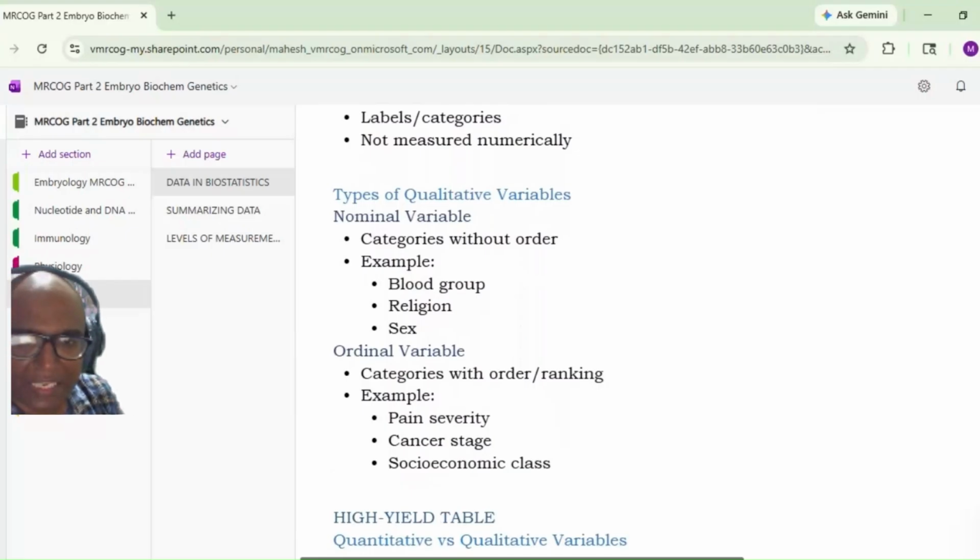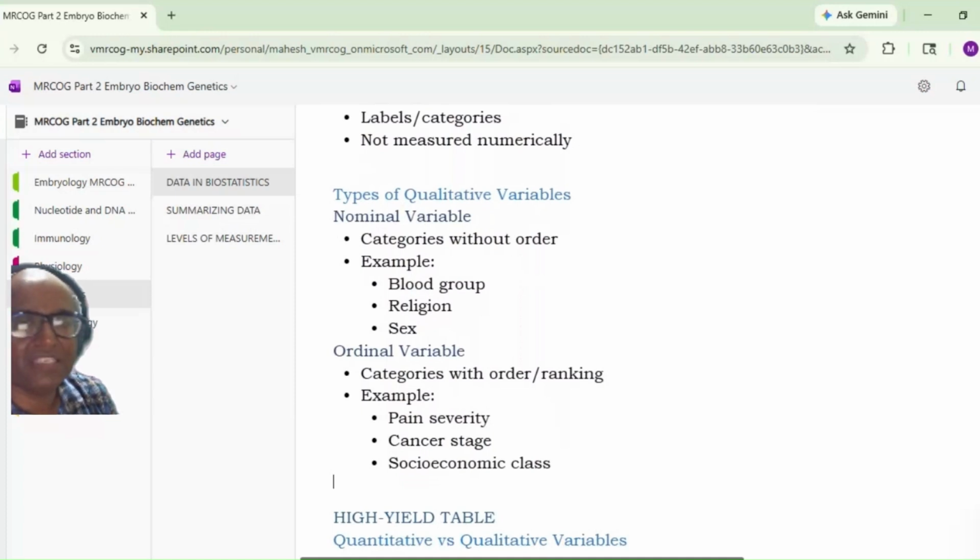While in ordinal, there are categories with order or ranking. Say, for example, pain severity, cancer stage, or socioeconomic class. So, stage 1 has got certain features, while stage 2 is more advanced than stage 1, stage 3 is more advanced than stage 2 and stage 1, something like that. Pain may be mild, moderate, severe. So, that becomes an ordinal variable.